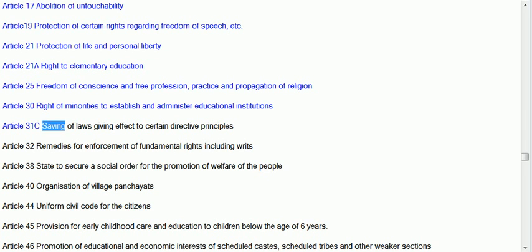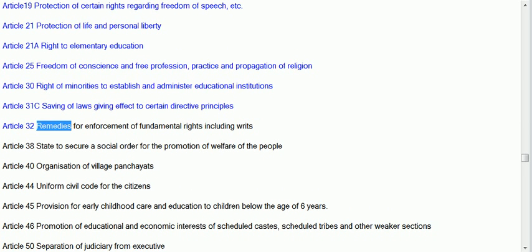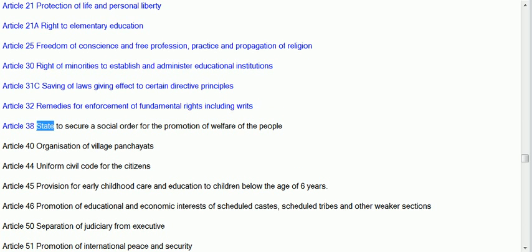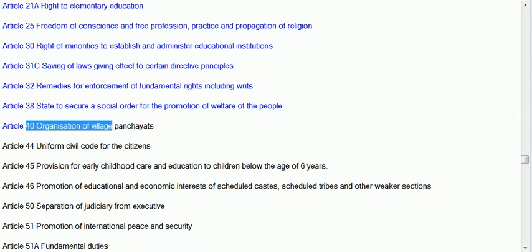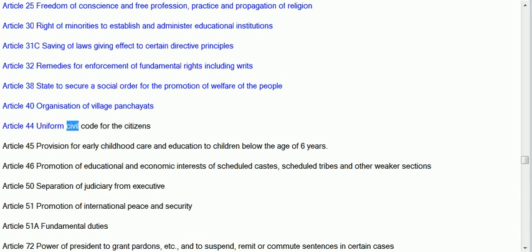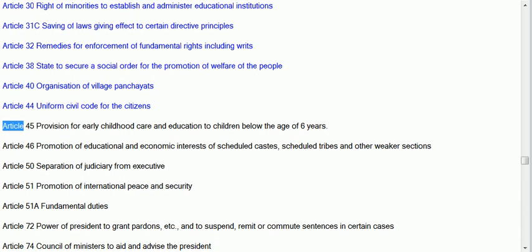Article 31C Saving of laws giving effect to certain directive principles. Article 32 Remedies for enforcement of fundamental rights including writs. Article 38 State to secure a social order for the promotion of welfare of the people. Article 40 Organization of village panchayats. Article 44 Uniform Civil Code for the citizens. Article 45 Provision for early childhood care and education to children below the age of 6 years.